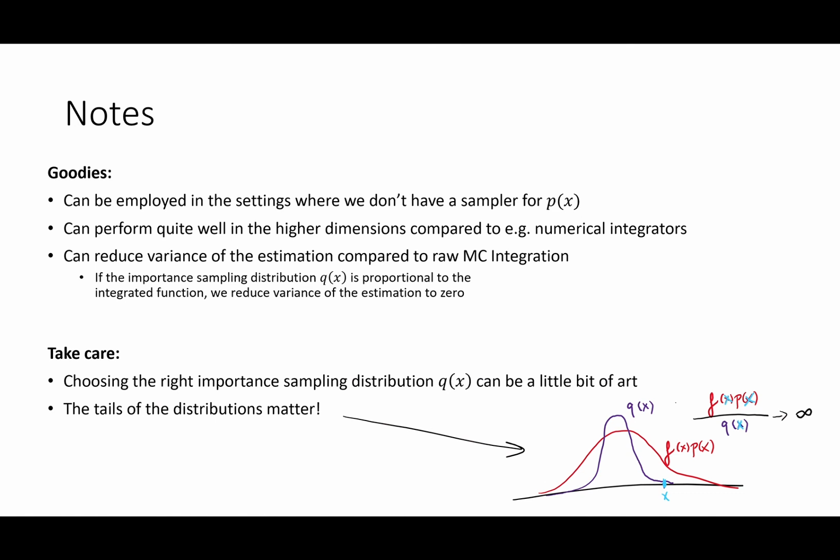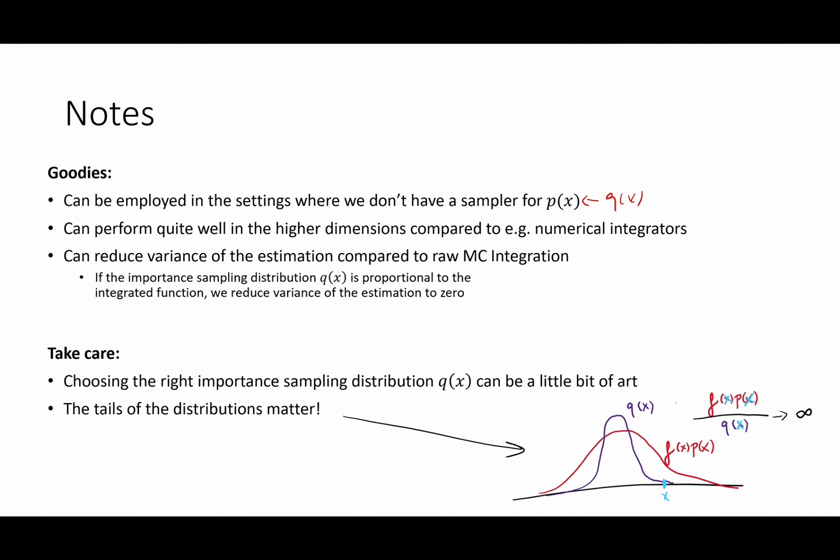All right, so that's it. Some concluding notes. So the goodies. Importance sampling can be employed in the settings where we don't have the proper sample from P of x, or we are just not able to sample from P of x, or it's tedious to do it. We can employ importance sampling, and we can use this Q of x sampler instead of the P of x.